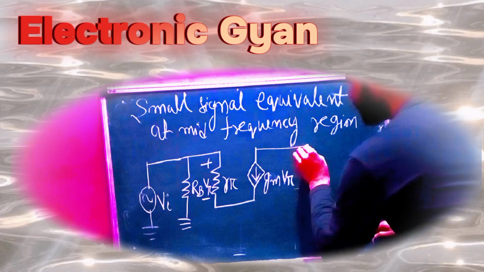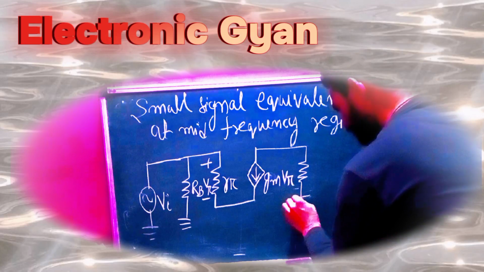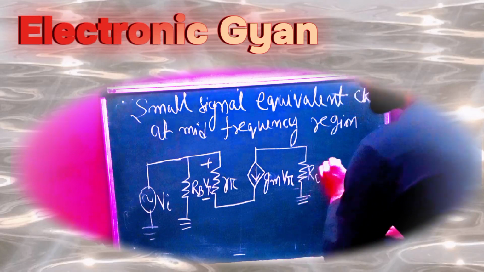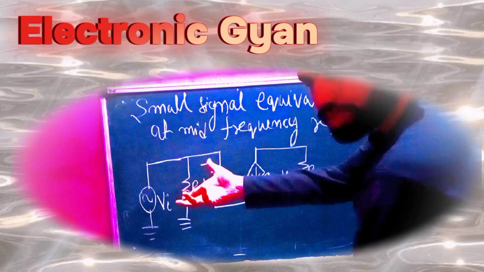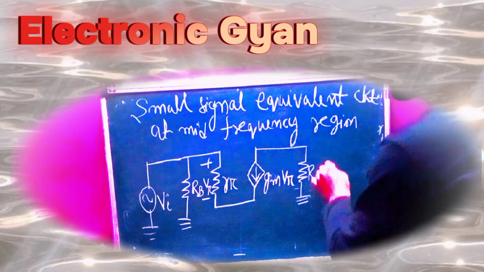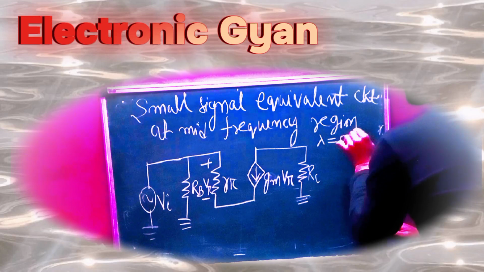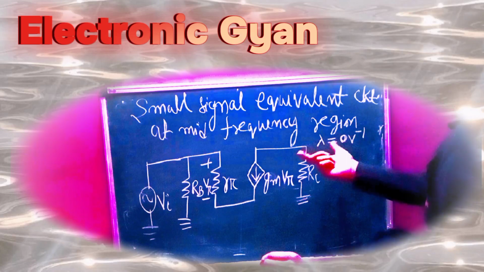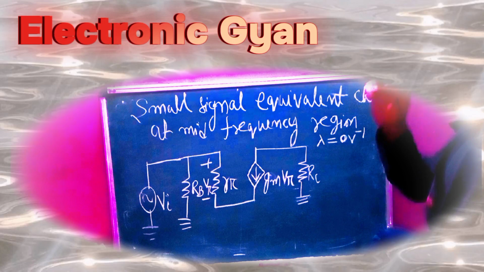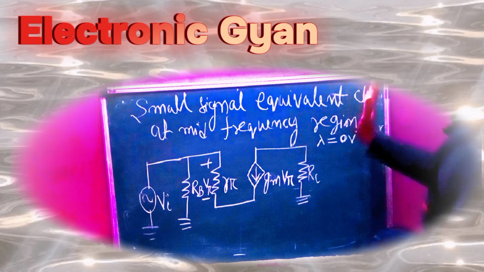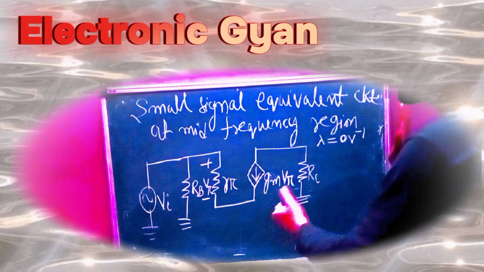Okay, so now here is my collector resistance, and assume that there is no base width modulation. Base width modulation is neglected here, which means lambda is equal to 0 volt inverse. This is my zero base width modulation, which means the output impedance will not come into the picture. It is very large, infinite, which is already open circuited.